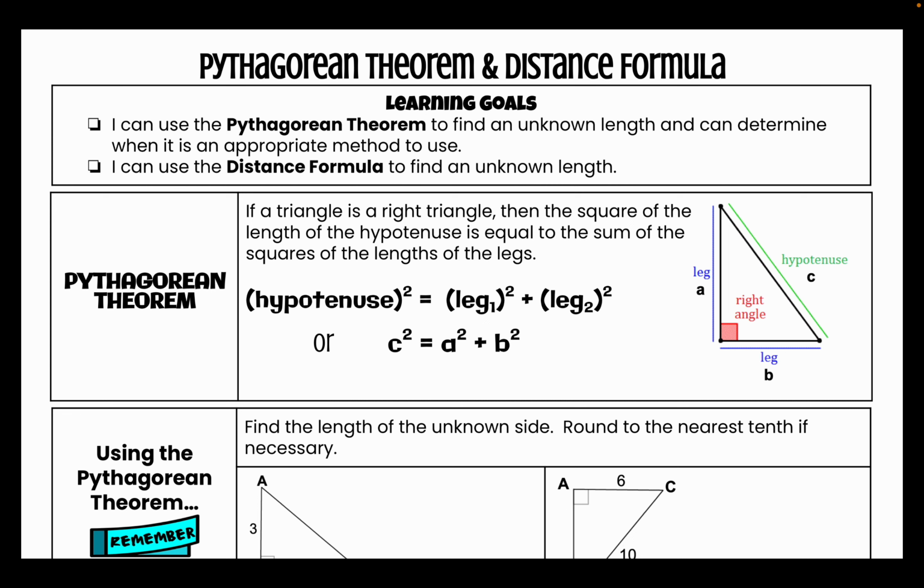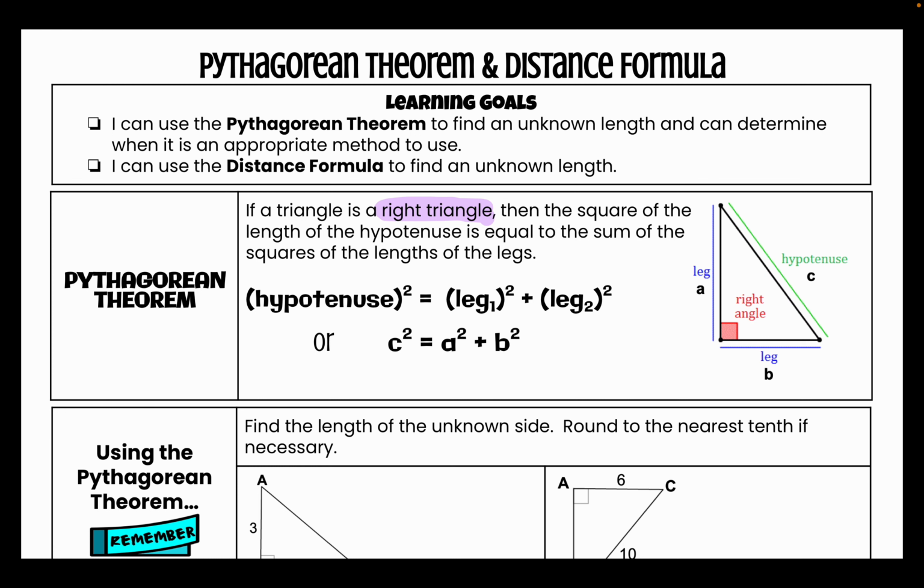So the Pythagorean theorem: if a triangle is a right triangle, so that is key. We have to have right triangles. Then the square of the length of the hypotenuse is equal to the sum of the squares of the lengths of the legs. So our hypotenuse is always across from our right angle. So that's one way to remember the hypotenuse. It's always across from the right angle. And then our other two sides of our triangle are called the legs.